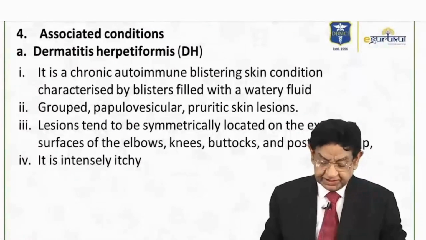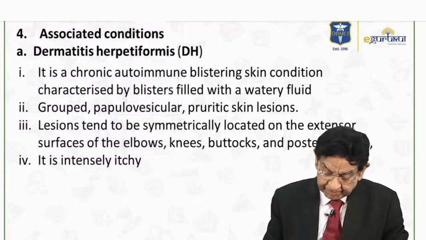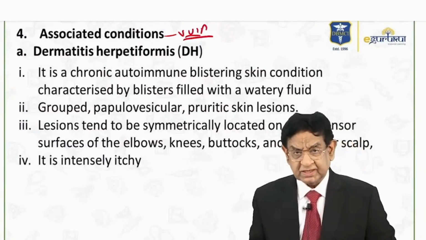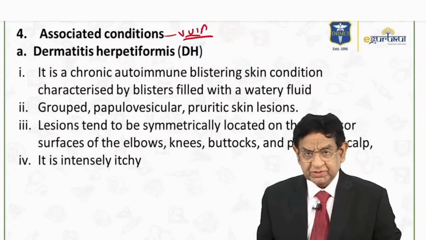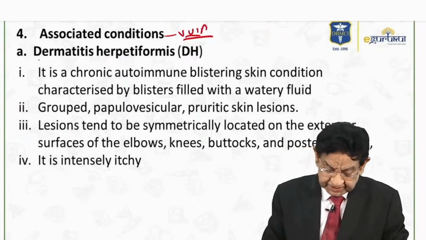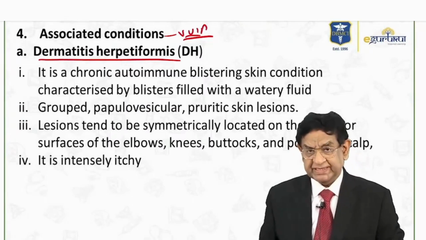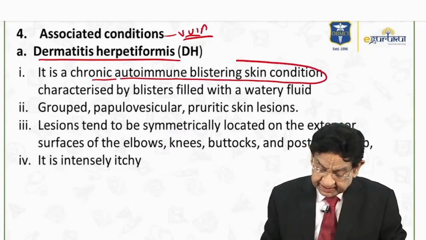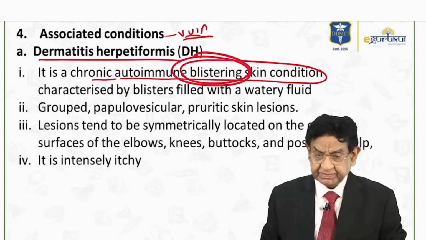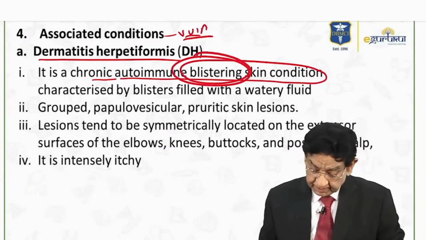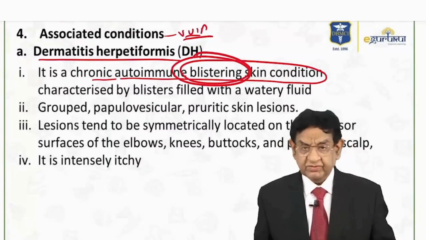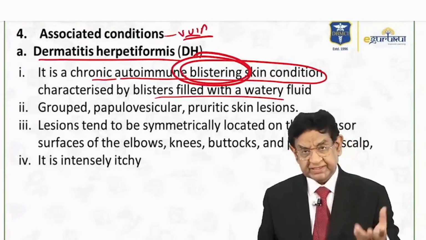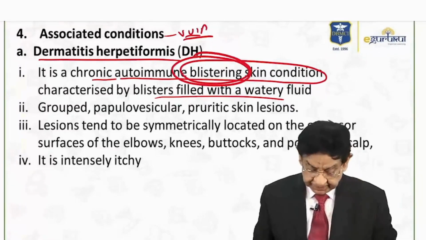Now, what are the associated conditions? This is again a very, very important VVIP. There are 5 or 6 classical ones, but you must not forget dermatitis herpetiformis, DH. It's a chronic autoimmune blistering skin lesion. It is blistering. A blister is anything which contains watery liquid. The first word is blister.